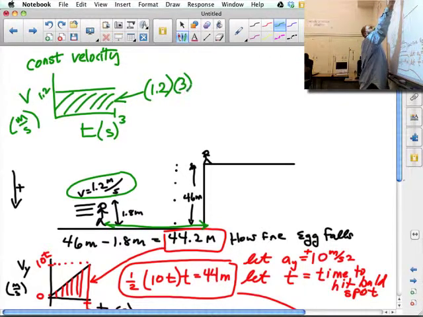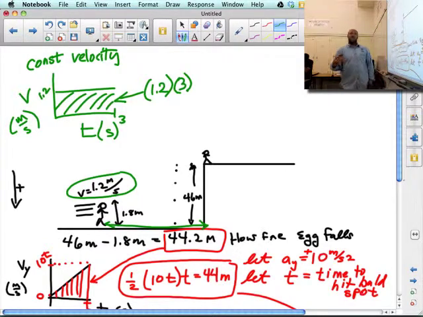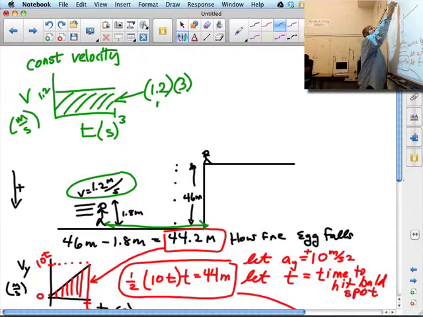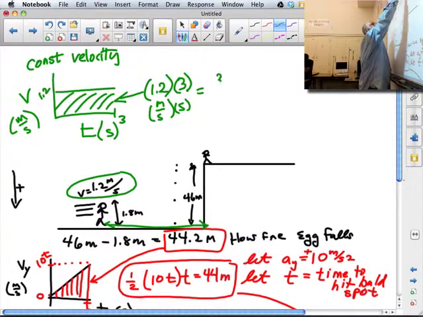1.2 times 3. That's meters per second times second. Does that give us meters? Yes. It needs to, right? Meters per second times second. Okay, what's this going to be? 3.6 what?